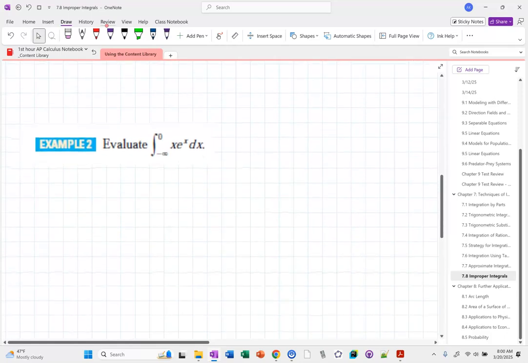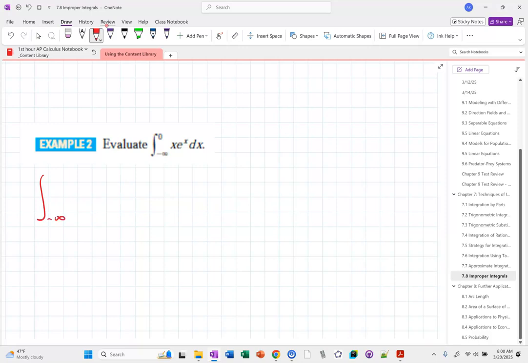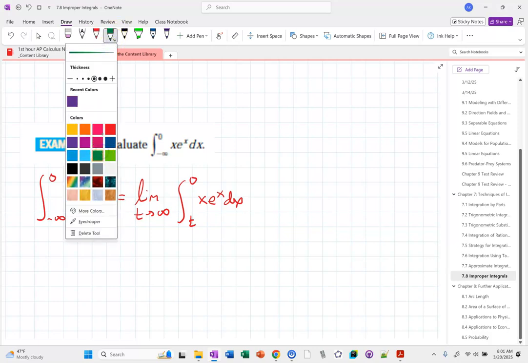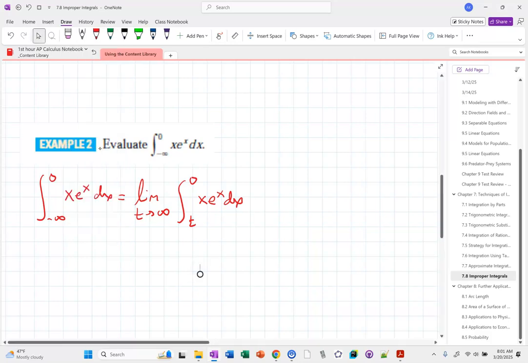So the next one here is the integral from negative infinity to 0 of x e to the x dx. So my first order of business is going to be to replace that negative infinity with a t and make it a limit problem. And again, there's nothing specific about the letter t. You could use whatever letter you wanted. Canonically, we typically use t, but if the problem had t's in it, I wouldn't want to do that.